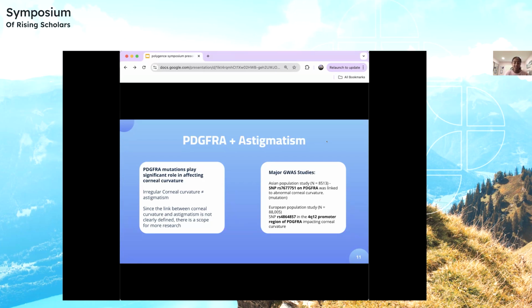However, two major GWAS studies that prove the link of PDGFRA and irregular corneal curvature would be an Asian population study and a European population study that found two SNPs on PDGFRA that were linked to abnormal corneal curvature, which I guess supports the fact that PDGFRA could be a significant affecting factor for corneal curvature.